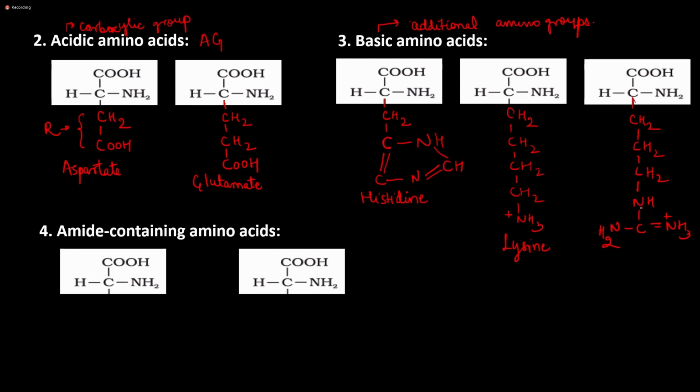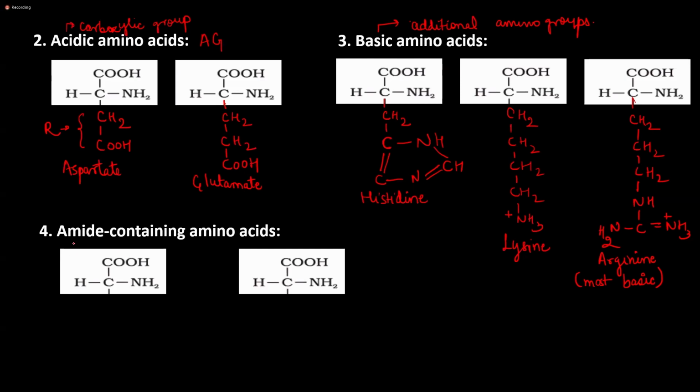And the difference you are seeing is in the case of arginine, which has 3 extra amino groups, right? Because of this reason, arginine is the most basic, while lysine has only 1 amino group, right? So there are acidic amino acids and basic amino acids.